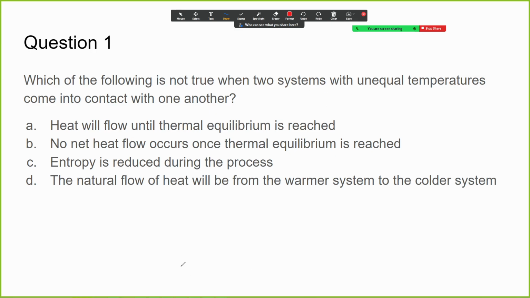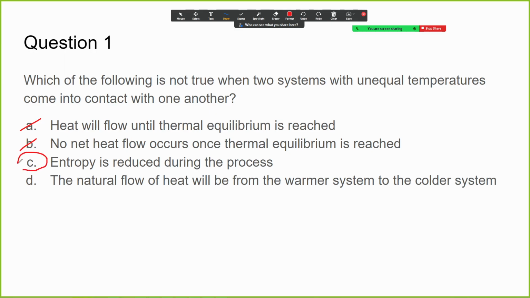So, which of the following is not true when two systems with unequal temperatures come into contact with one another? Heat will flow until thermal equilibrium is reached. That is true, so I'm going to cross that out. No net heat flow occurs once thermal equilibrium is reached. That's also true, so I can cross that out. Entropy is reduced during the process.